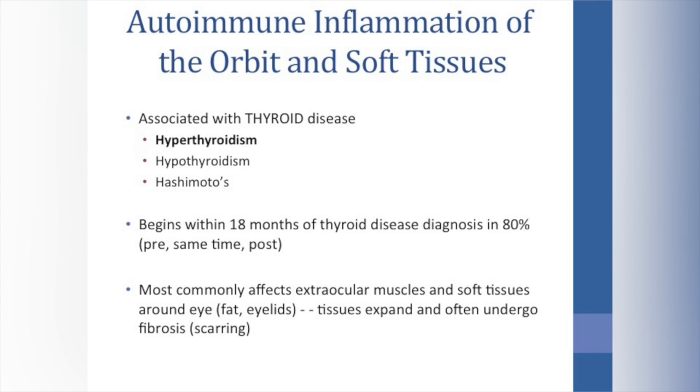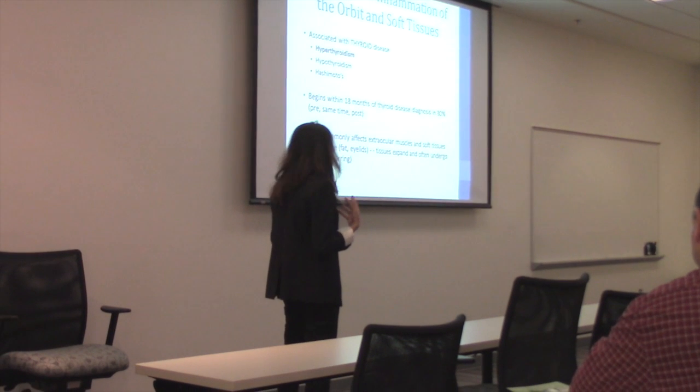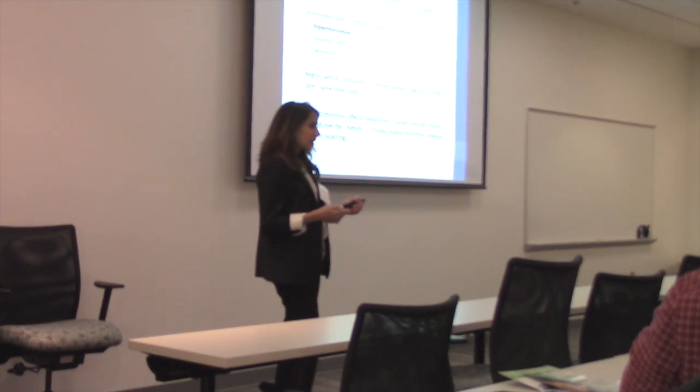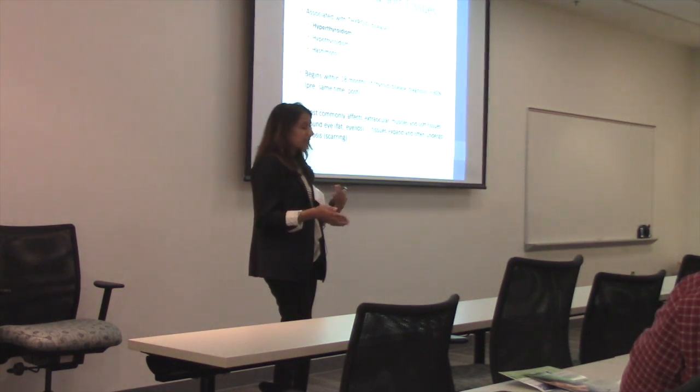In terms of the time course, and this may or may not apply to you, most of the time, the eye symptoms or the changes in your eye start within 18 months of your thyroid diagnosis. So your eyes might have started changing a little bit before you ever knew you had thyroid disease.